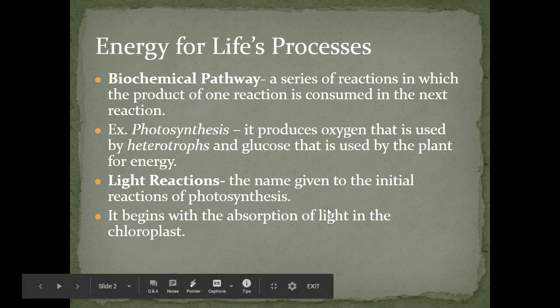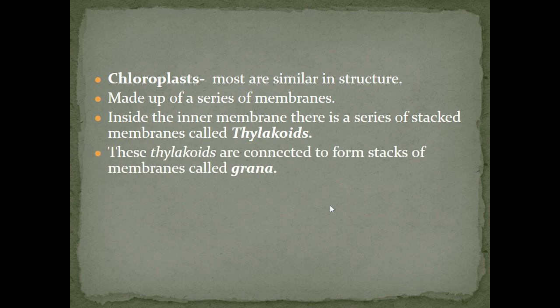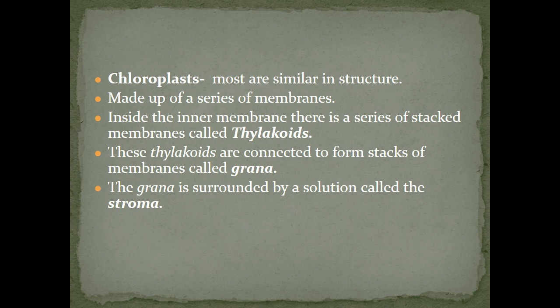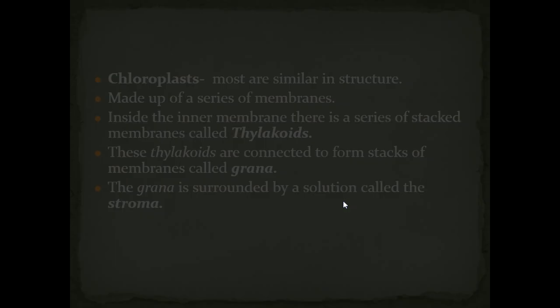So light reactions are the initial reactions of photosynthesis. Photosynthesis is when energy is absorbed by chloroplasts. Chloroplasts, remember, are your green structures inside of plants. That's what gives them the green tint, the chlorophyll. They have inner membranes stacked that are called thylakoids. These thylakoids connect to form stacks of membranes called grana. So grana is surrounded by a solution called stroma.